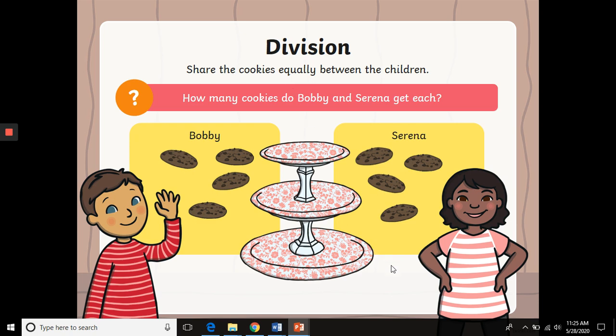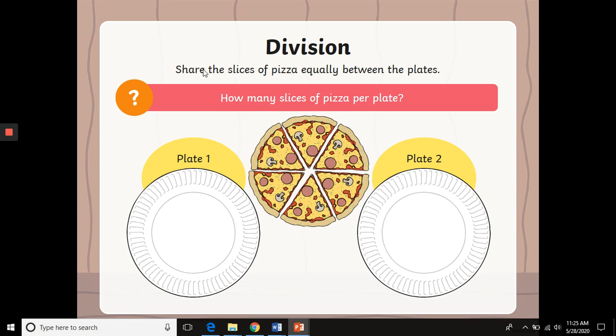Now let's go to the next sum. Share the slices of pizza equally between the plates. How many slices of pizza per plate? If you see, there are 2 plates over here and there are a few slices of pizza. What we are going to do is count the number of slices and then tell me how many will go in each plate. Now, pay attention, it is written share equally. That means both the plates should have an equal number of slices. So let's start sharing them.